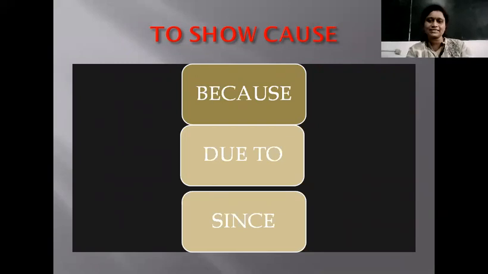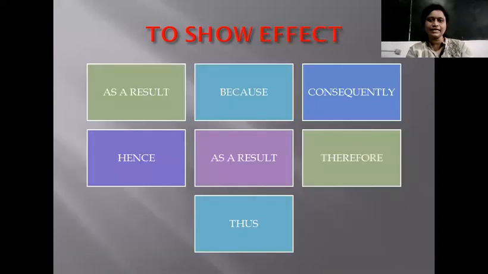Let us come to the next set of linkers, to show effect. There are words like as a result of. There is heavy rain outside. As a result, I got wet. Consequently, I got wet. Therefore, I got wet. Hence, I got wet. Thus, I got wet. So these are the words which are used to show effect.